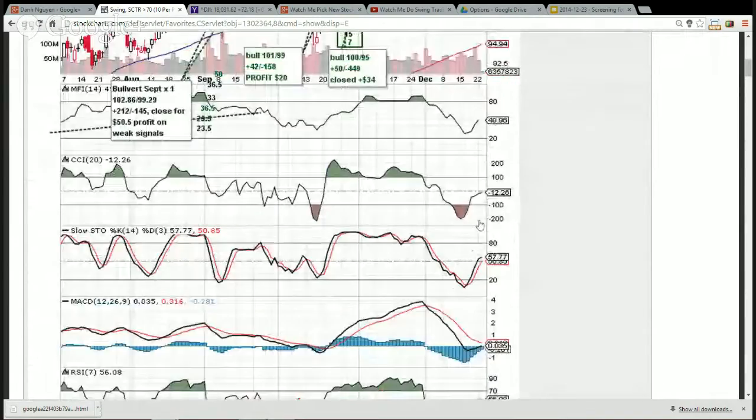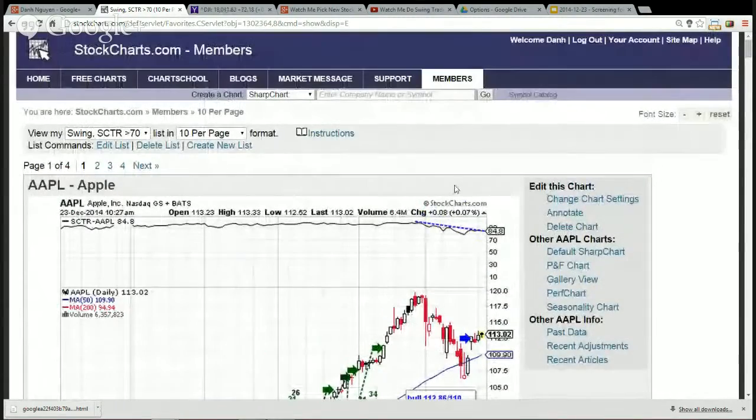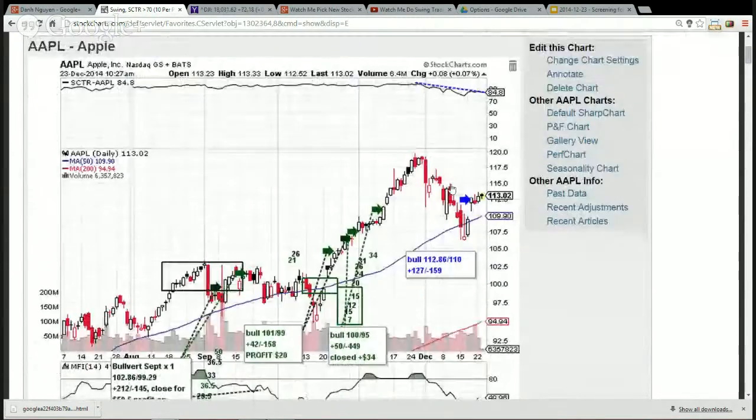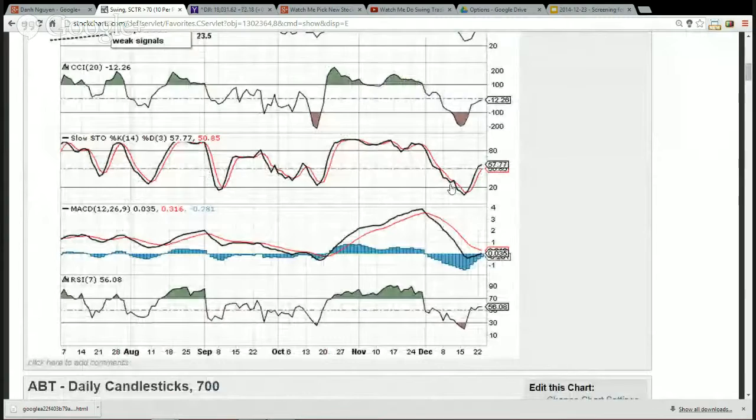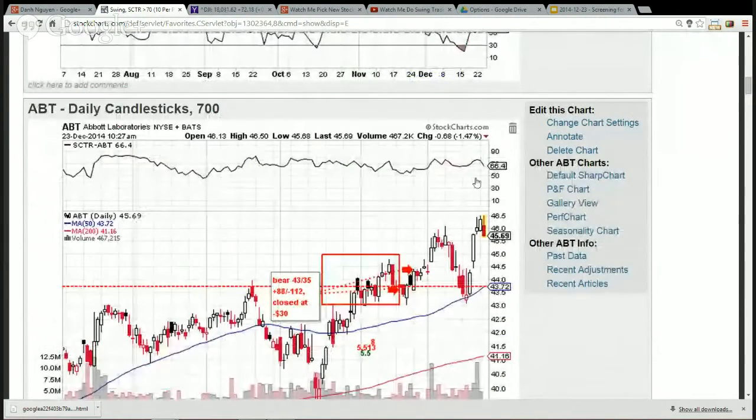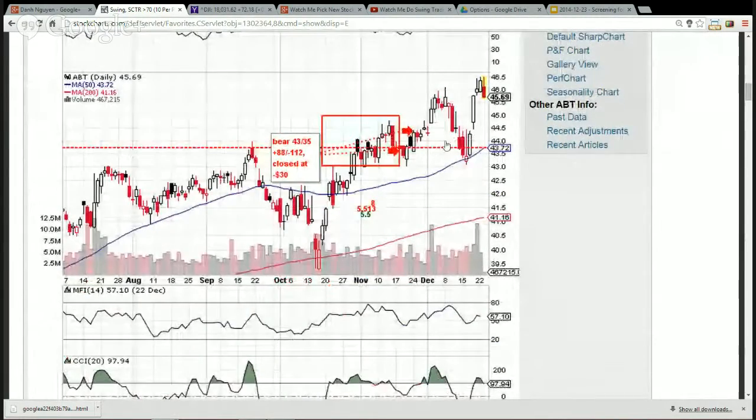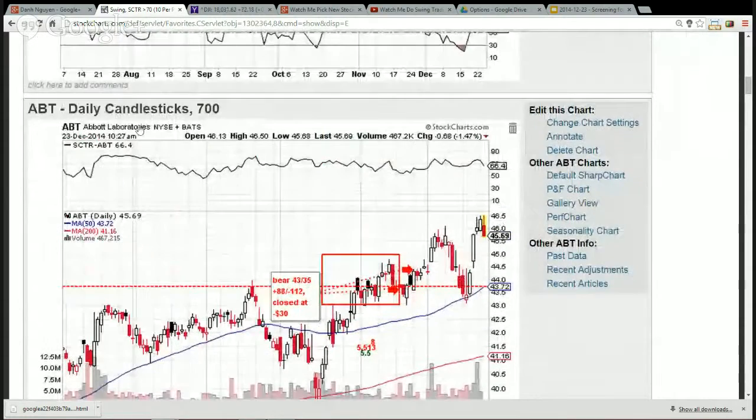Well, I'll have to enter it in another one because I have to log into my system. But we'll just go through and look for some trades at this point, okay? So the next one is ABT, Abbott Labs. It's not as popular as Apple.